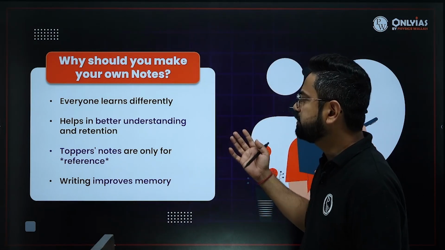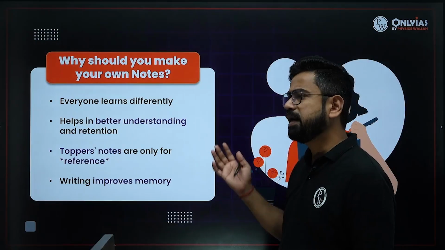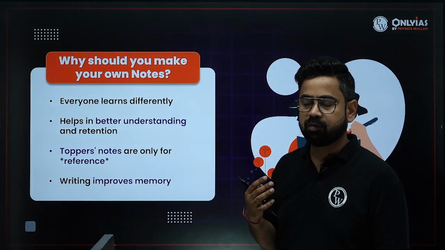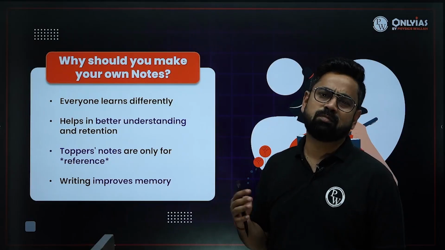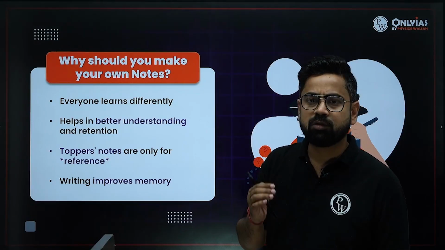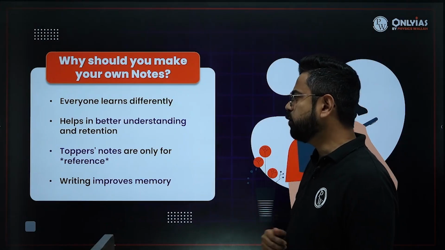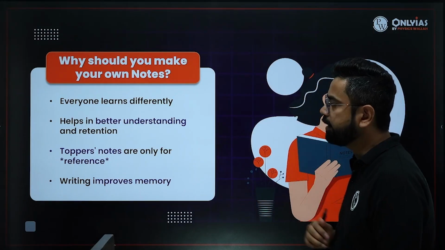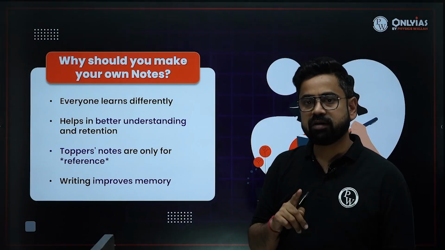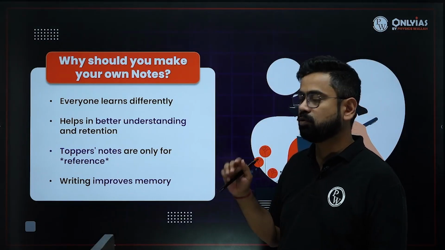So everybody has a different learning style. Writing helps a lot of people. Some people can directly retain from the book itself, but most of us in general need writing. We need to slow down the grasping process. So it helps in better understanding and better retention. And topper notes are only for reference, as I said, and we'll come to how they are only for reference.